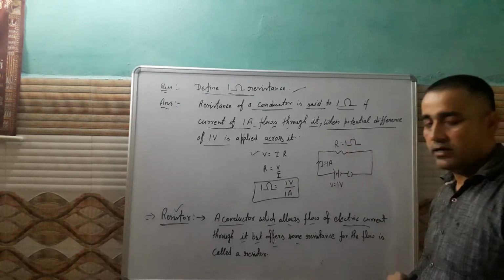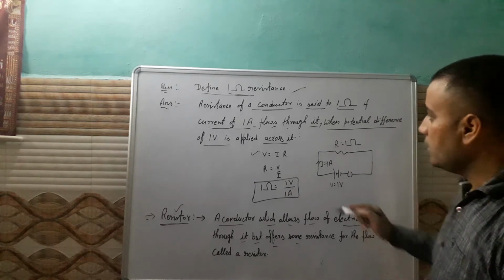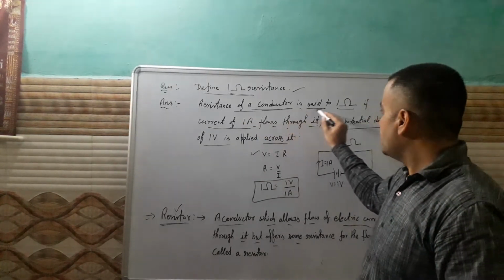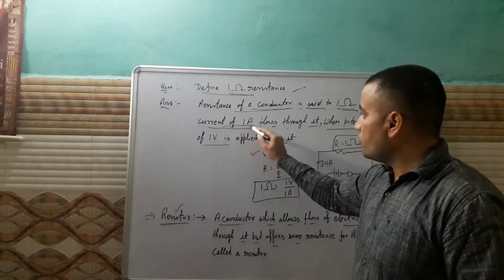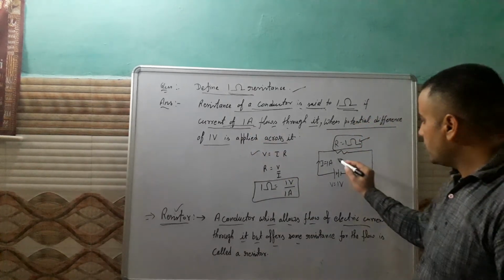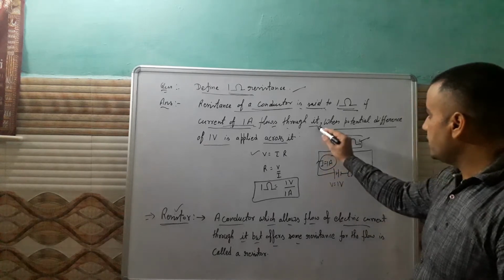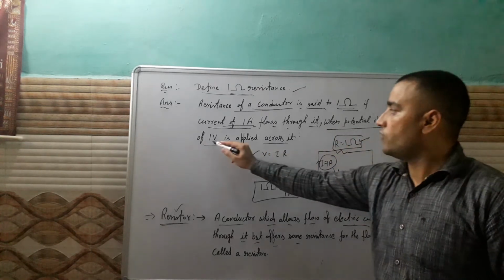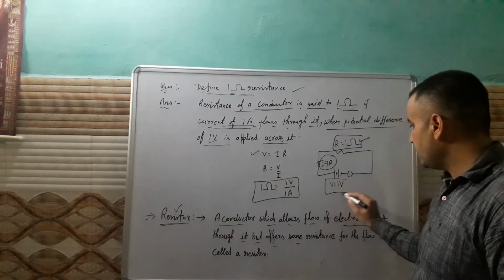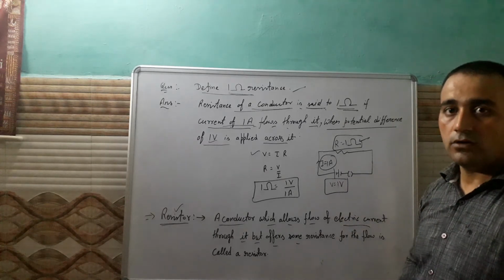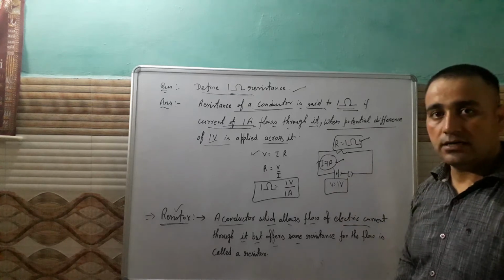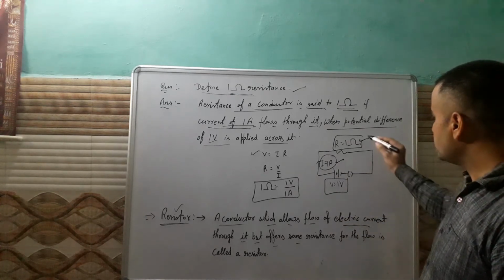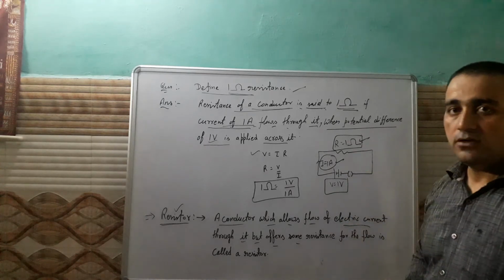Then how can you define the resistance? The resistance of a conductor is said to be 1 ohm if a current of 1 ampere flows through it when a potential difference of 1 volt is applied. It means that if you apply a battery of 1 volt across a conductor and 1 ampere current flows through that conductor, then you can say that the resistance of that conductor will be 1 ohm.